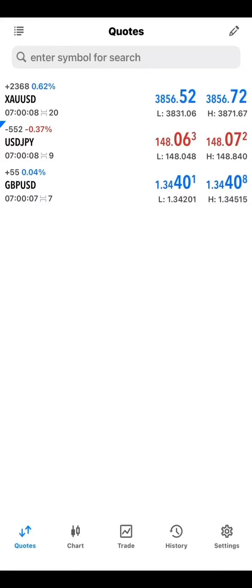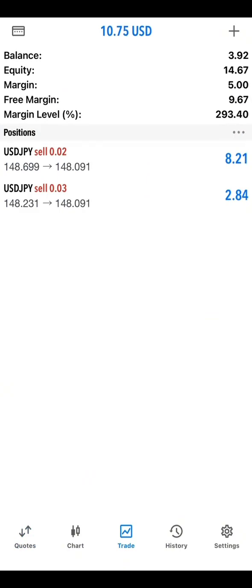Good day, guys. Now, let me show you guys how I took my $3 account to $15. But the trade is still running in profit. I just want to show you guys how I did it. Now, look, this is the trade. Look at the trade. So, how I took it from $3 to $15. Now, let me show you guys.